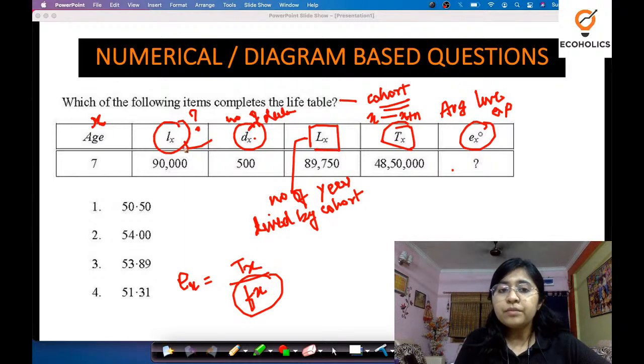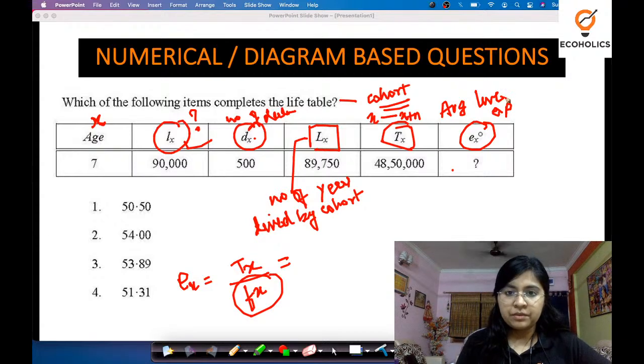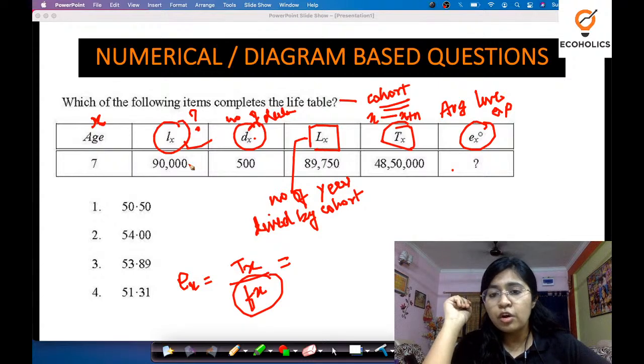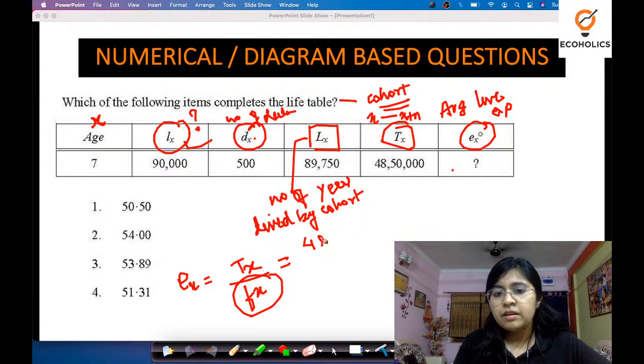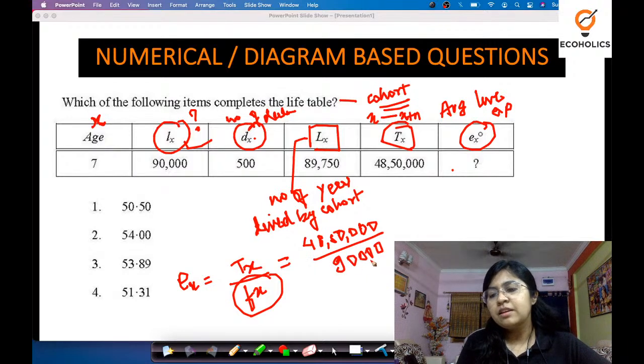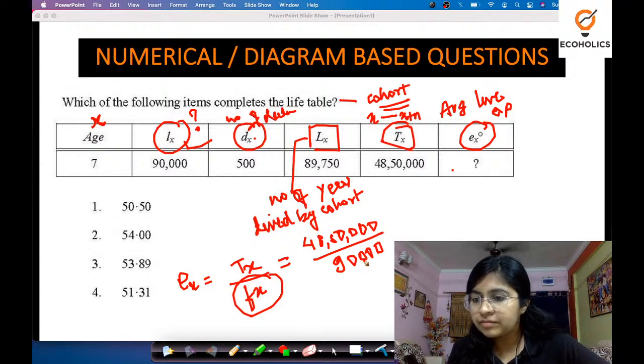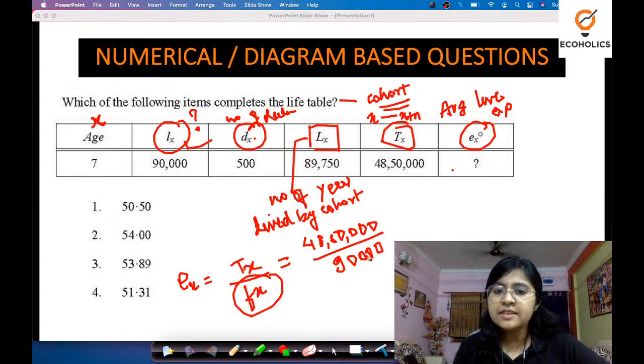But what we need to understand is that what are we calculating? We are calculating the average life expectancy, right? So this is going to be how much? 48 lakh 50,000 divided by 90,000. What is the answer that is going to be solved by this? हाँ जी, solve करिए. 48 lakhs 50,000 divided by 90,000. क्या आएगा आंसर?